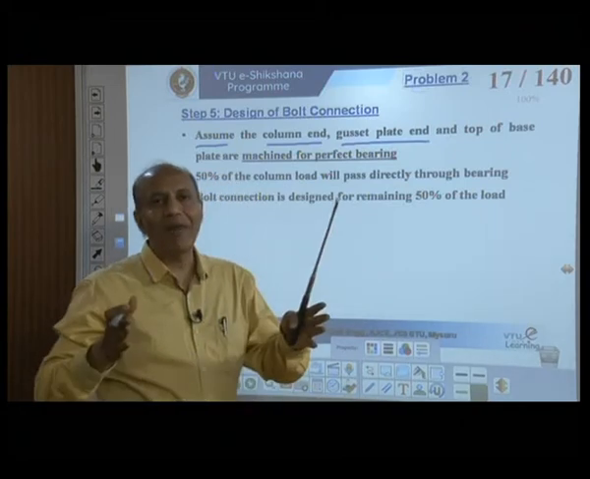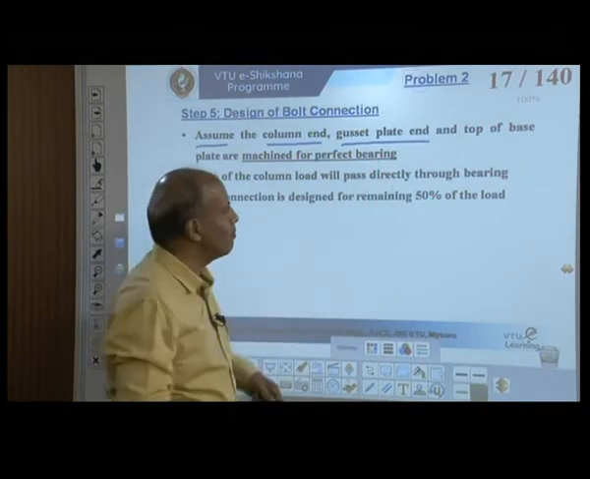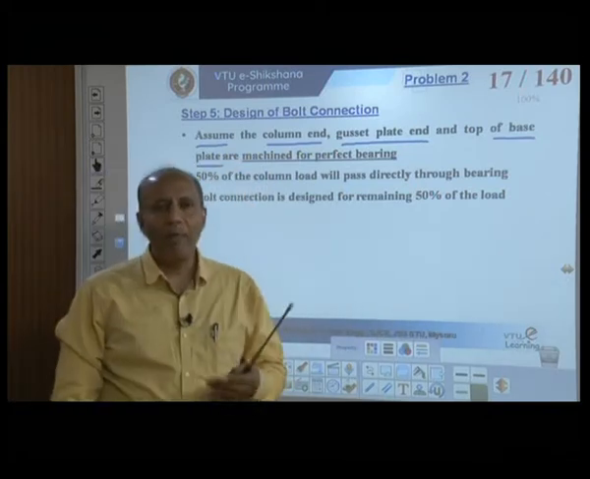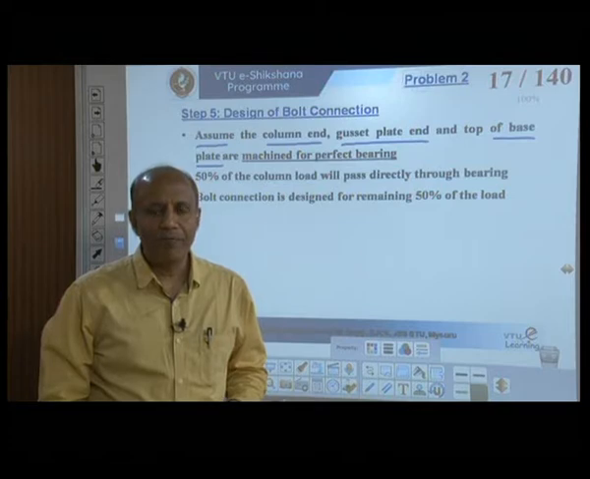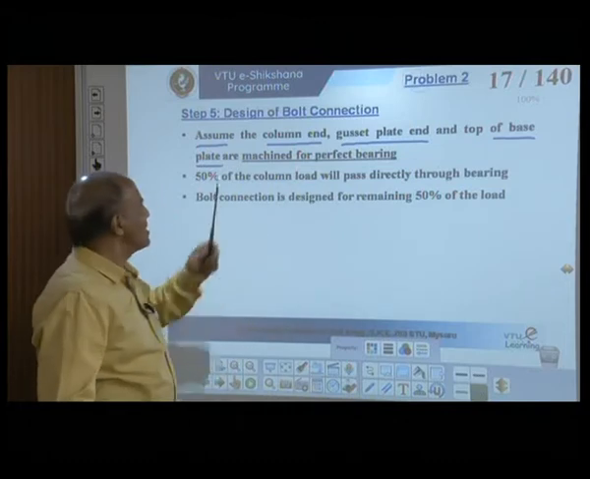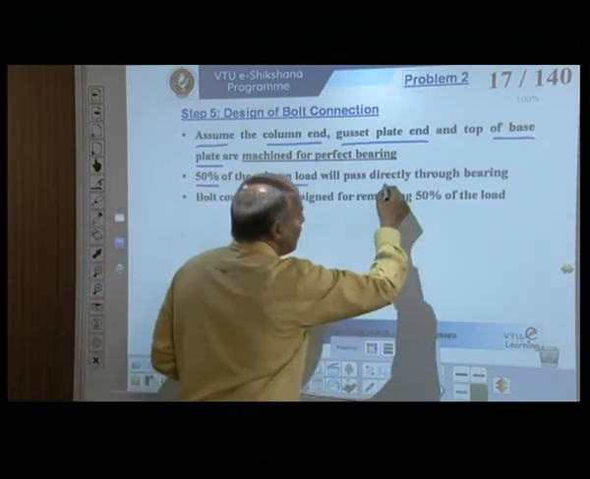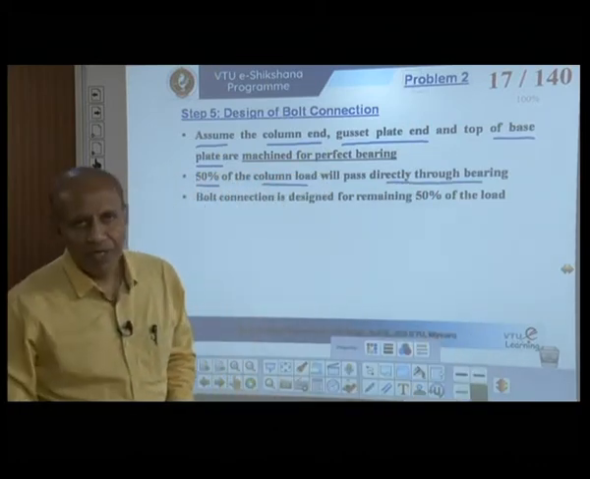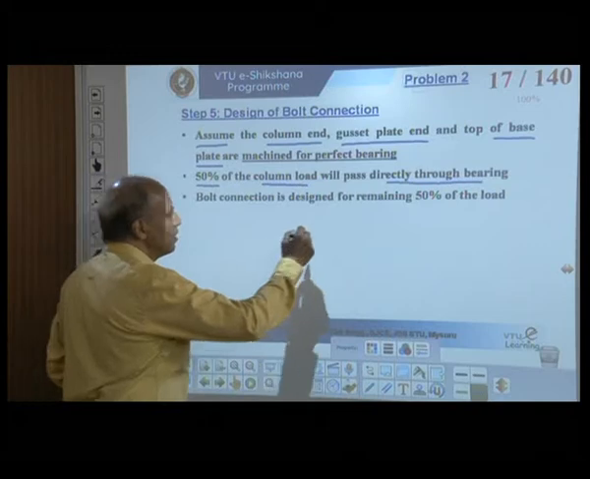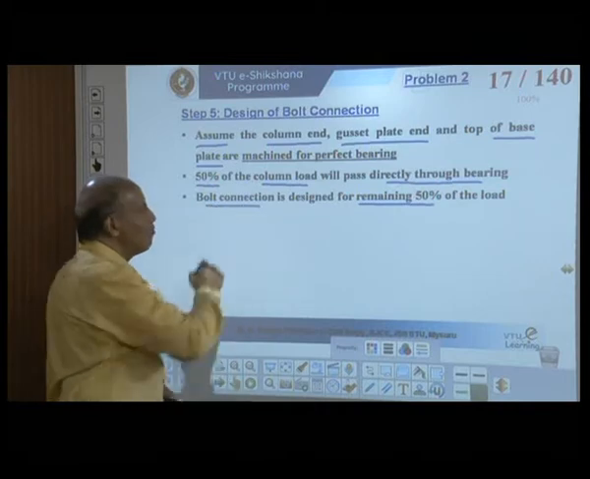We are assuming something very important: the end of the column, that is the column base, and the gusset plate end. We keep two gusset plates on either side of the flanges. The bottom is also machined properly, and the top of the base plate. So, three things, the bottom of the column, the bottom of the gusset plate, and the top of the base plate, are all machined perfectly. With this assumption, we can easily say that 50% of the column load will be directly transferred through bearing, through contact, and the remaining 50% of the load should be considered for the design of the bolt connection.